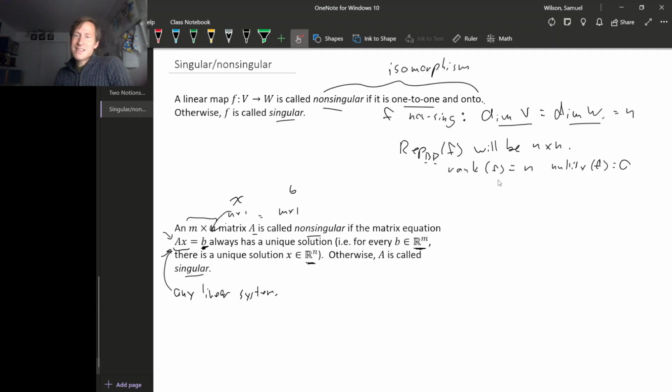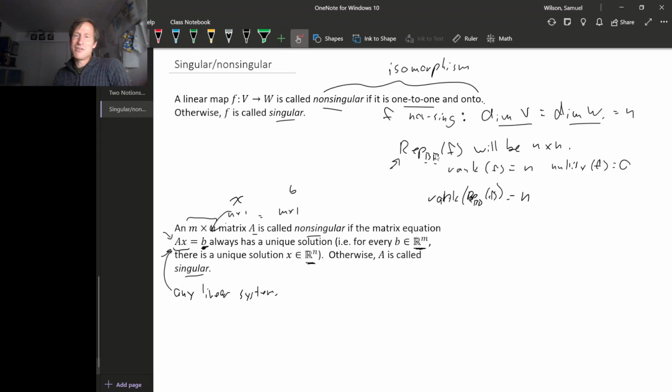Okay, so now let's think about what both of these things say about the representing matrix. Well, if the rank of F is n, we've seen that the rank of F is equal to the rank of the representing matrix. So that means that the rank of this representing matrix is also n. But for matrices, we know, right?